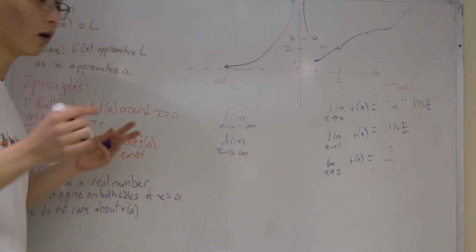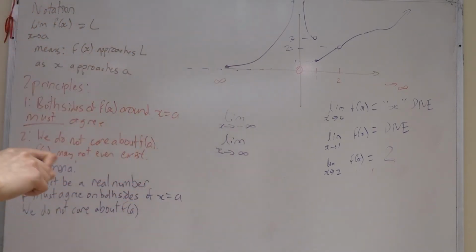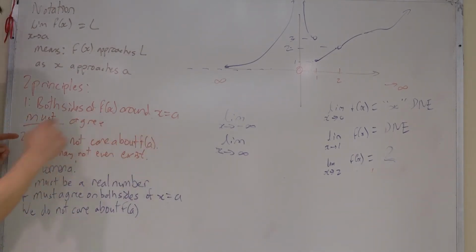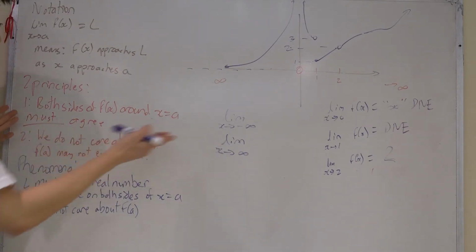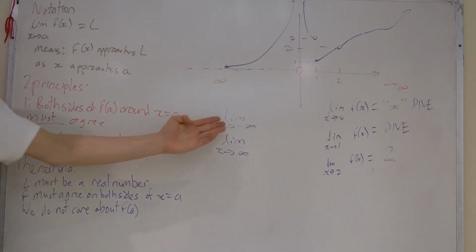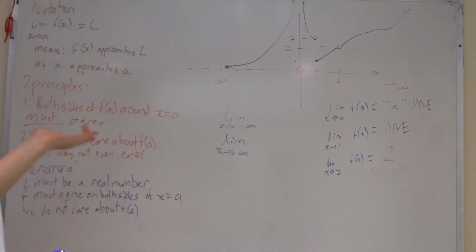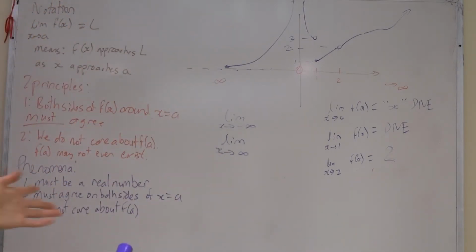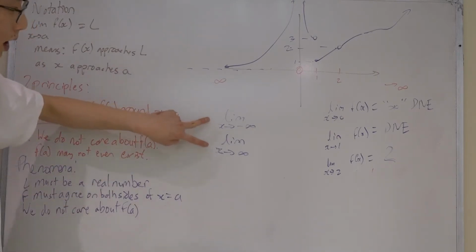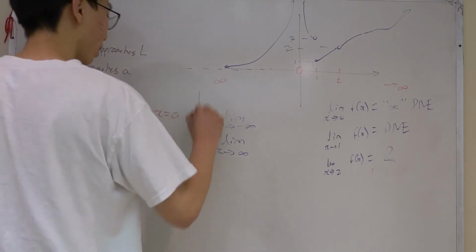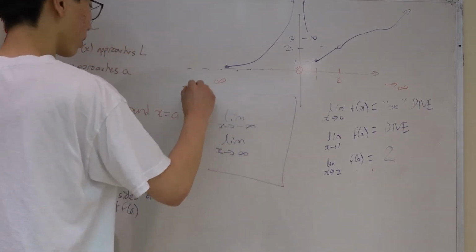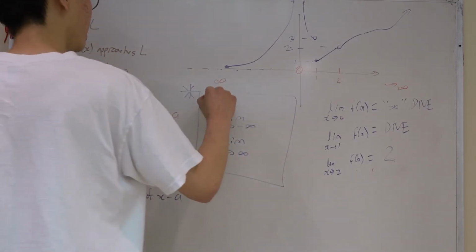Right? Now, another question you might be having. Over here, I said both sides of f of x around x equals a must agree. This is clearly not applicable here, because what is to the left of negative infinity? Like, there's literally nothing. Negative infinity is like as far left as you could possibly go. So when we're considering these two special cases, I'll just box it up. Okay, these are different.